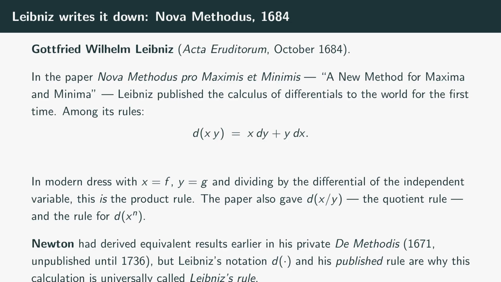It appeared in print in 1736, 52 years after Leibniz. Because Leibniz published first and his notation won, every textbook in the world calls this Leibniz's rule. The formula has not changed since.